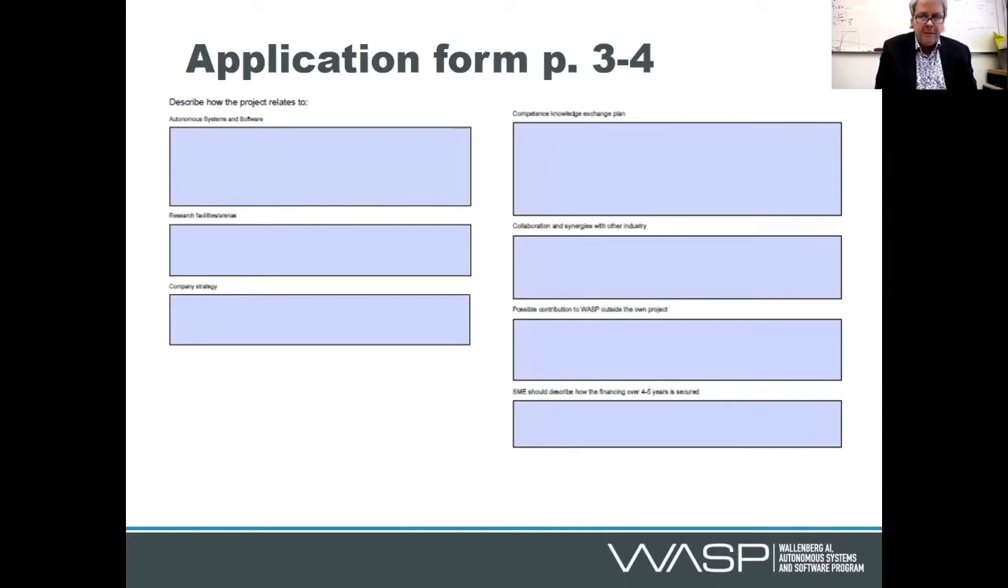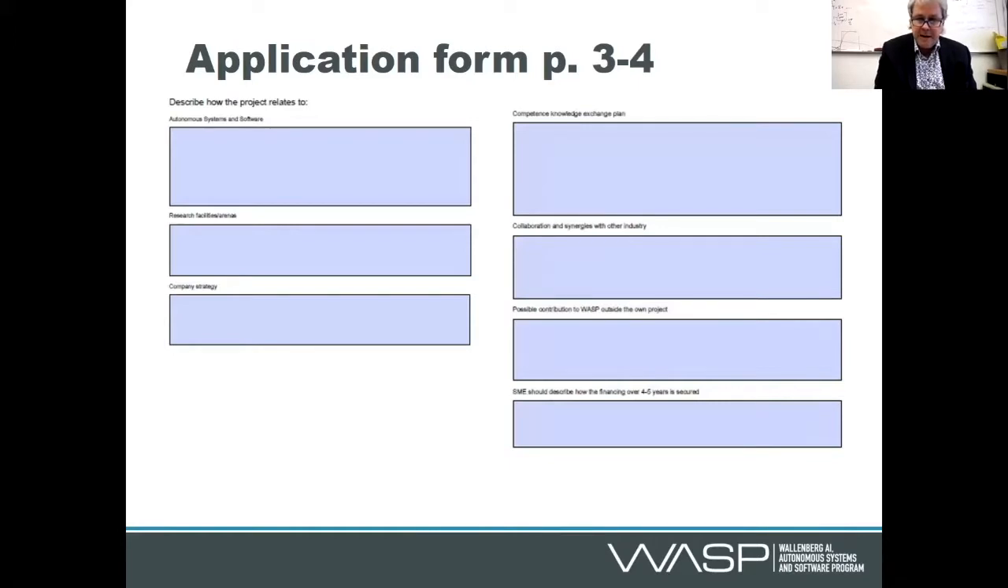Then on page 3, one should describe how the project relates to autonomous systems and software. One should describe how the project relates to research facilities and arenas. Is it the ambition to participate in any of the WASP arenas, for instance? Or does the company have in-house demonstration facilities that will be used? And then a little bit about the company strategy and how it looks upon industrial PhD student projects.